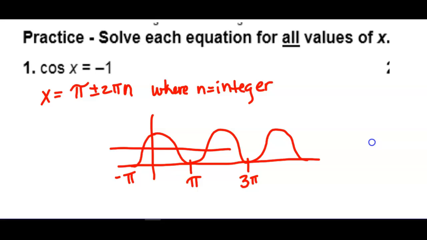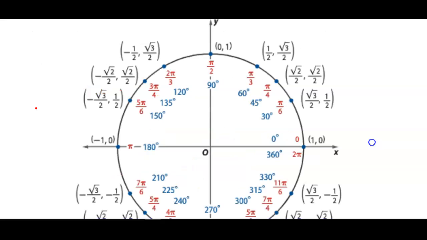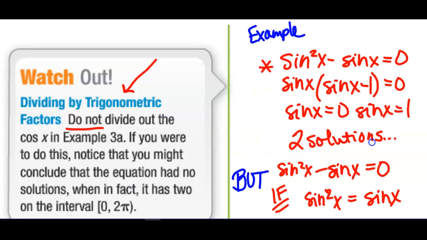So we did this number 1 that was easy. We found the solutions where the cosine is negative 1. Here's just a quick example of why you don't divide by sine. If I had this question right here, I'm telling you need to factor out a sine and then set them each equal to 0, and you'll get a solution where the sine is 0 and the sine is 1. That actually has 3 solutions, I think.